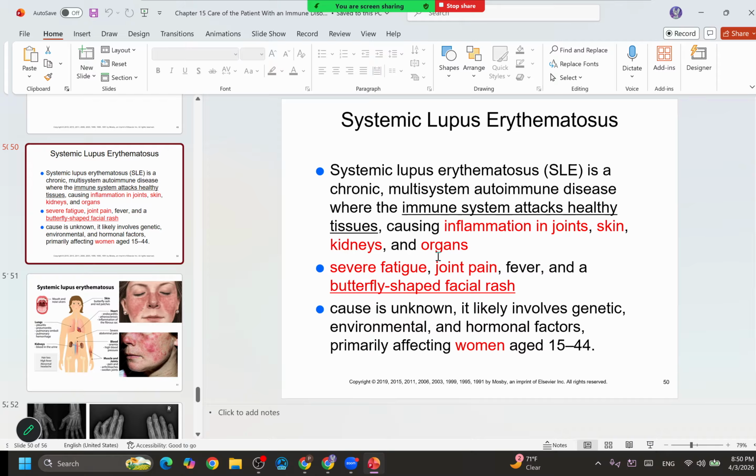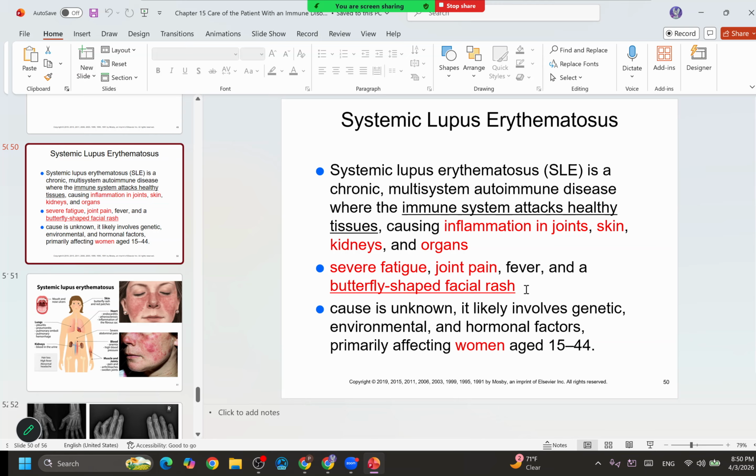All right. Severe fatigue and joint pain are usually significant symptoms. They always feel tired, especially with joint pain. And there's one thing that is very special in lupus. You need to remember this symptom: butterfly-shaped facial rash. It's a rash or mark on the face that looks like a butterfly. I'm going to show you the picture later. Only lupus has this kind of symptom.